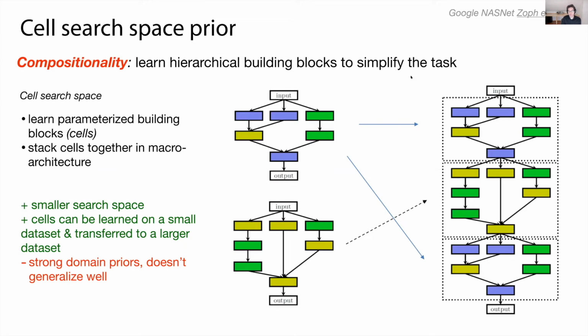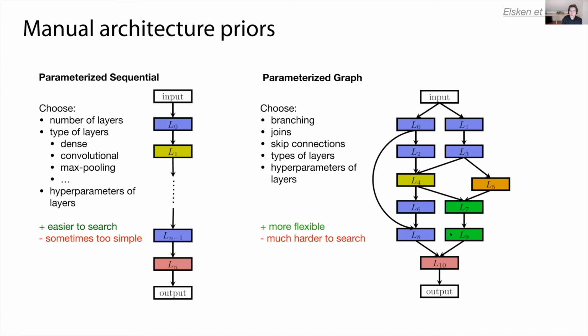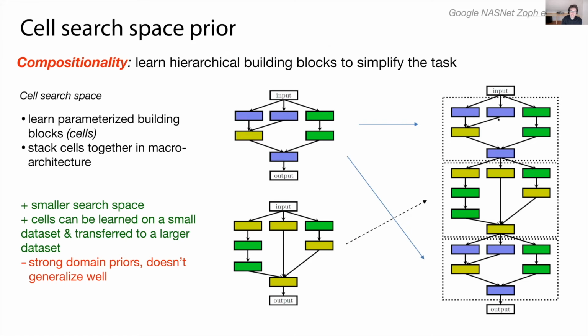So we assume a macro-architecture which is just linear. It's just a sequence of cells, right? Just as we saw here at the bottom. And then the only thing we need to do is to learn these cells. And this drastically makes the problem simpler. It's a perfect example of compositionality. We break the hard problem down into smaller problems, and we solve the smaller problems much easier.